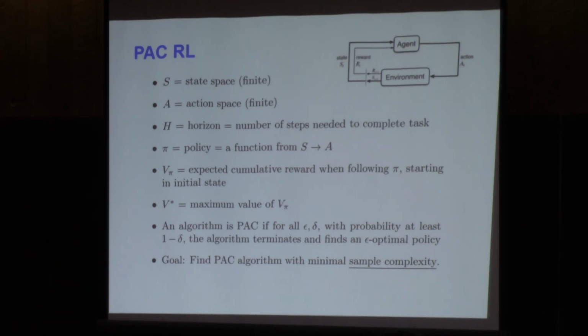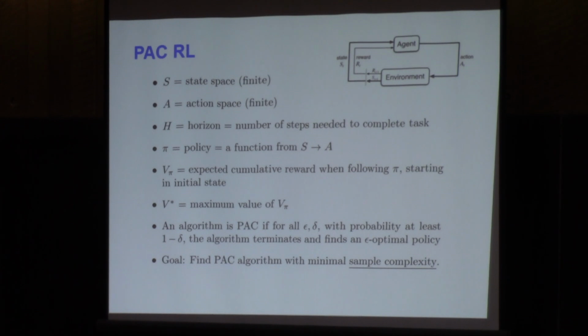So a task here would be, maybe your agent is someone playing a game, and you play a game for a certain number of steps, and then it's over. A policy, denoted pi, is just a function that maps states to actions, so that's what governs the agent's behavior. V pi is the expected cumulative reward when following policy pi starting in the initial state. So let's just say you always start in the same initial state.